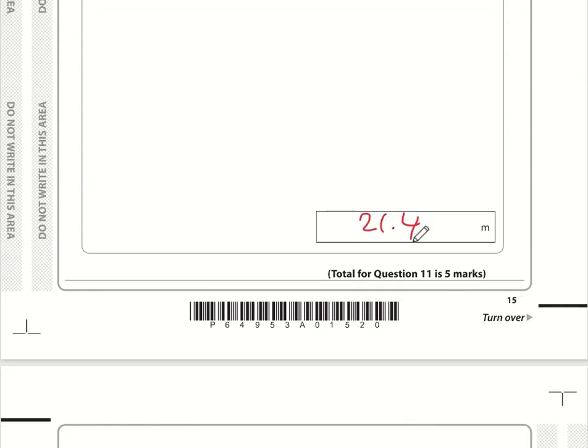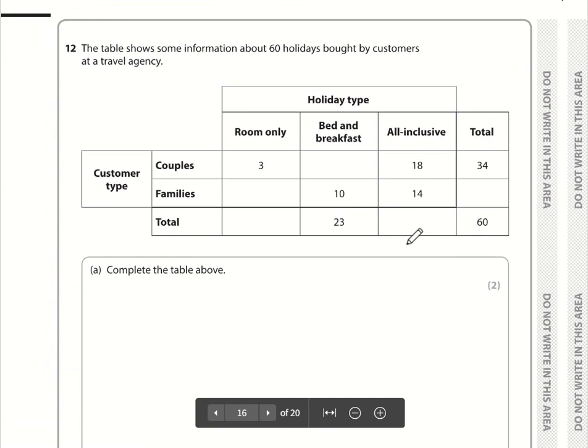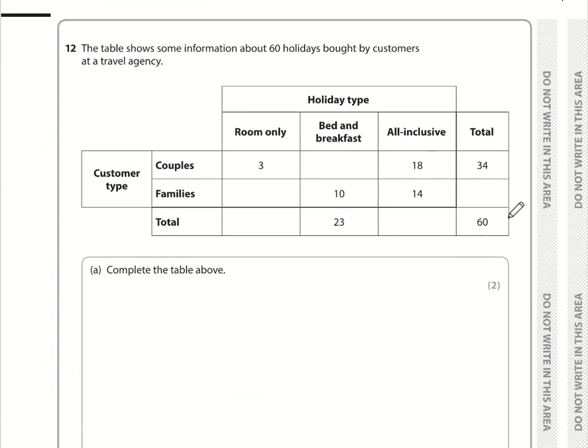So 21.4. Okay, question number 12, we've got a two-way table. So we know that there are a total of 60 holidays, 34 were booked by couples, so the rest were booked by families, and 60 minus 34 is 26. So there were 26 families. We can also work out the total for all-inclusive, 18 couples, 14 families, so that is a total of 32. For bed and breakfast, we know there's a total of 23, of which 10 were families, so therefore 13 must have been couples. 23 minus 10 is 13.